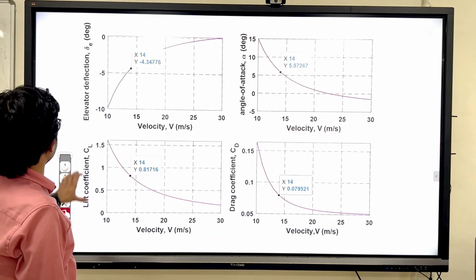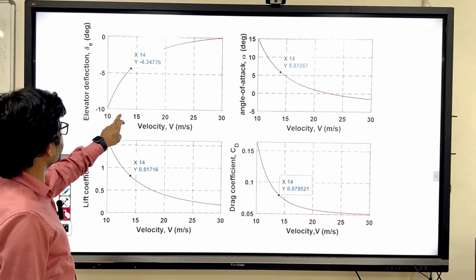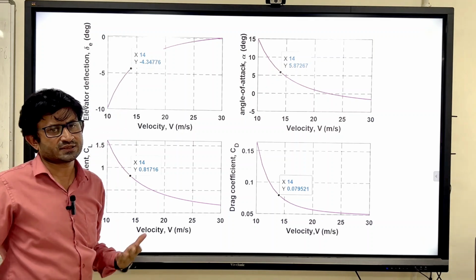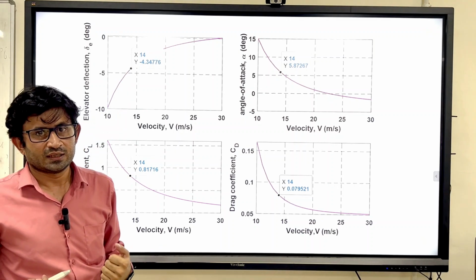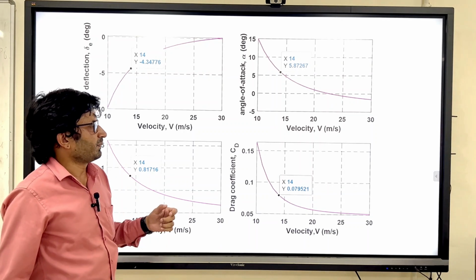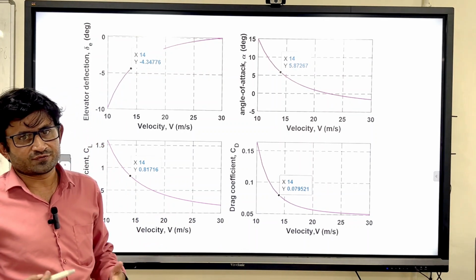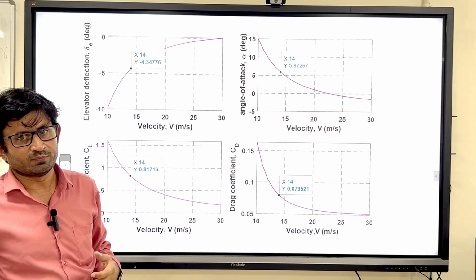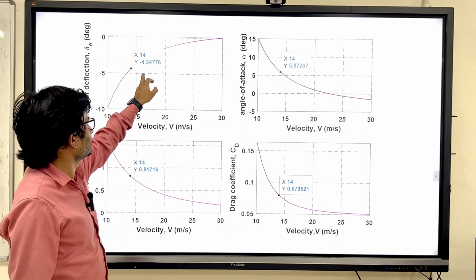Now you can see what elevator deflection is required at trim. It is -4, but this can be changed. Here in this design we have considered zero tail setting angle. But if you give -2, I have checked, at the design speed it will become 0.